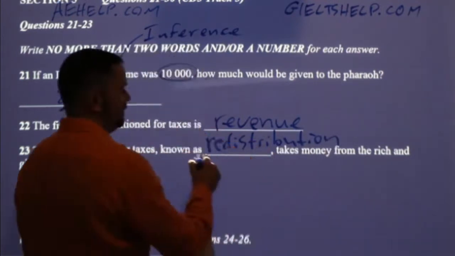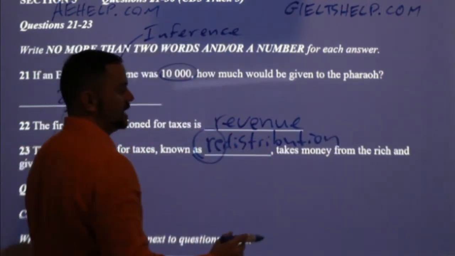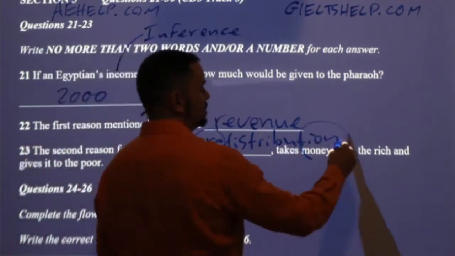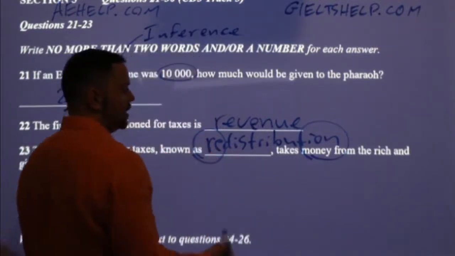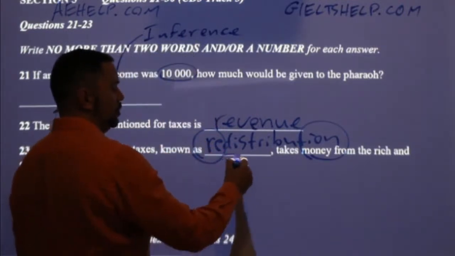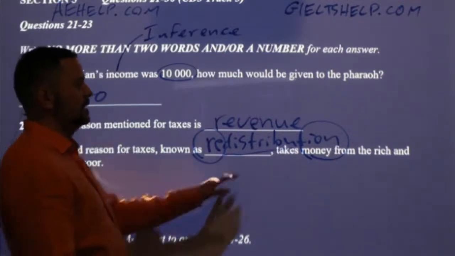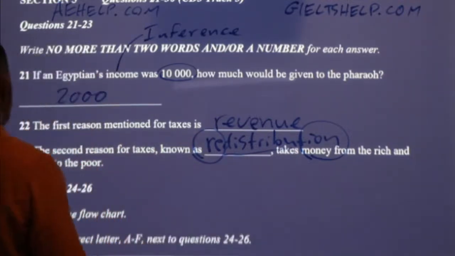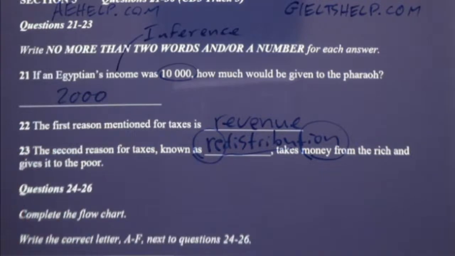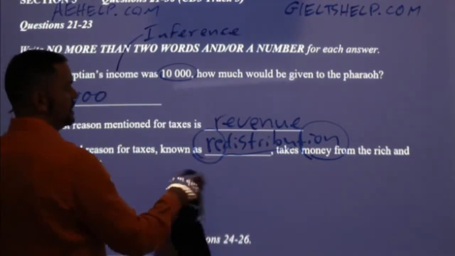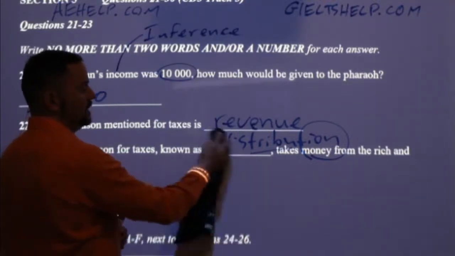Okay, the prefix is re, which means again. The suffix is shun, which means it's a noun. And the root is distribute. So it's redistribution. Absolutely. Learn your prefixes especially to help you. All right? Prefixes can give you a good idea of the meaning of words.